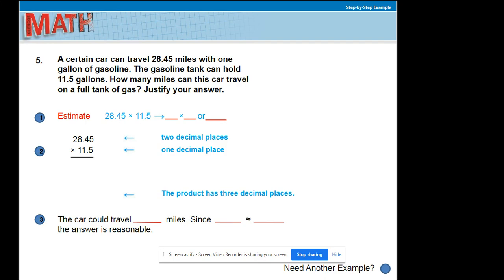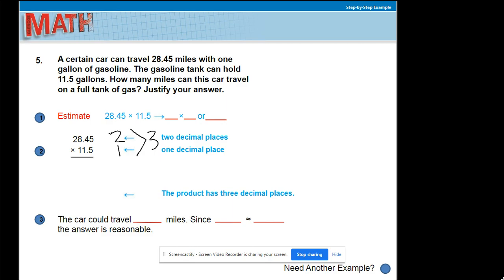All right. A certain car can travel 28.45 miles with 1 gallon of gas. The gasoline tank can hold 11.5 gallons. How many miles can this car travel on a full tank of gas? Justify your answer. So we can take 28.45 miles and multiply that by 11.5. Down here we have 2 decimal places, and then 1 decimal place, so that gives us a total of 3 decimal places altogether. So at the end we're going to have to move our decimal place by 3.